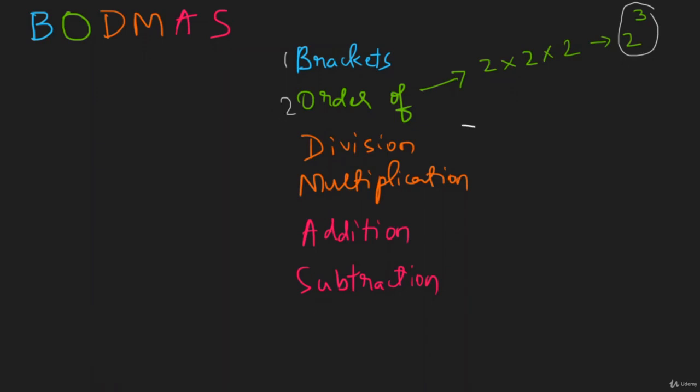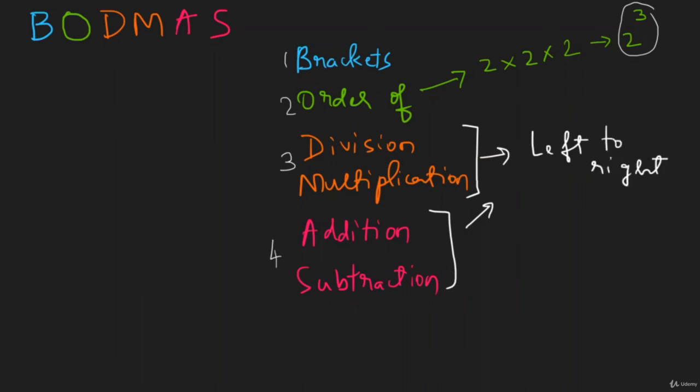Next one is division and multiplication. These two have the same order of priority. And then you have addition and subtraction, and these two also have the same priority. In the case of division and multiplication or addition and subtraction, you just need to do the operations from left to right. For example, if you have division and multiplication in the same expression, do the operations from left to right. Alright, now to understand these better, let's take a few examples and try to apply these rules.